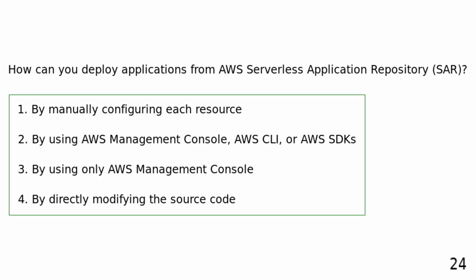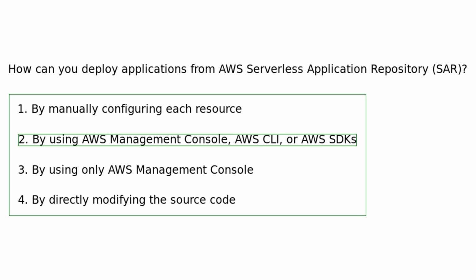How can you deploy applications from AWS Serverless Application Repository? By manually configuring each resource. By using AWS Management Console, AWS CLI, or AWS SDKs. By using only AWS Management Console. By directly modifying the source code. You can deploy applications from AWS Serverless Application Repository using AWS Management Console, AWS CLI, or AWS SDKs.